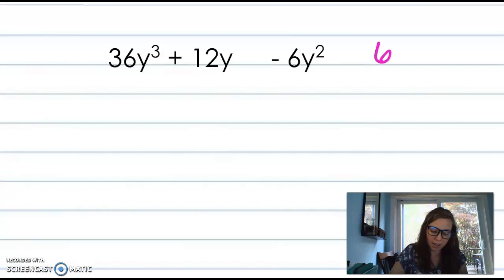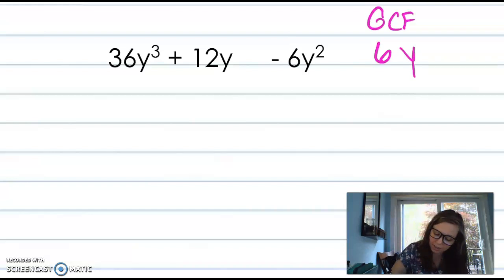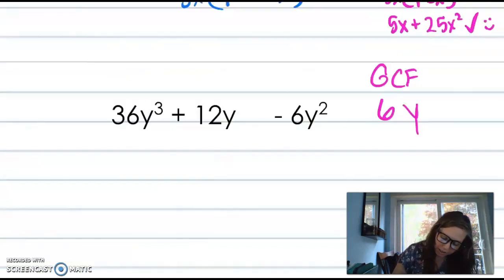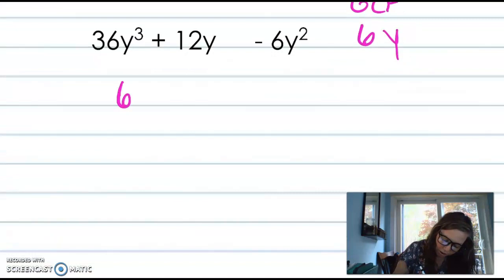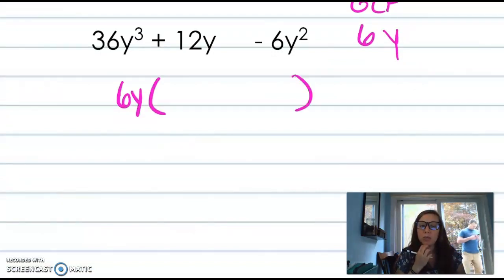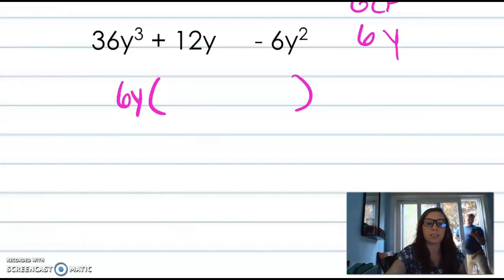The first one has 3 y's, the second one has 1 y, the last one has 2 y's. They all have, that's a statement you want to make with GCF, 1 y. So that's what our GCF is. So we're going to take our GCF and put it on the outside of the parentheses. And then again, we're going to be reverse distributing. So we're going to divide each term by 6.